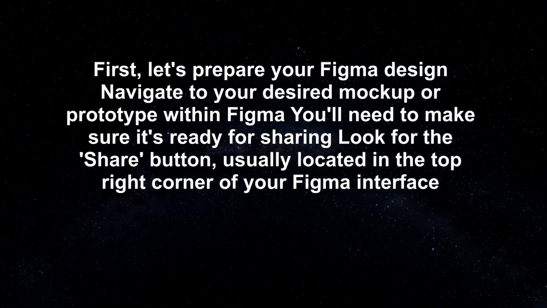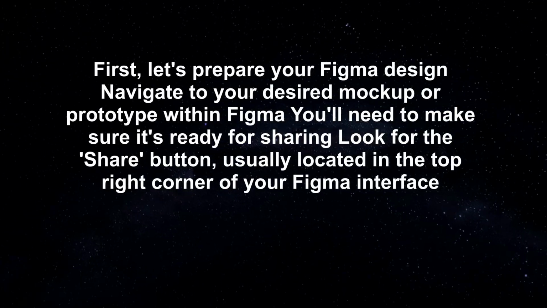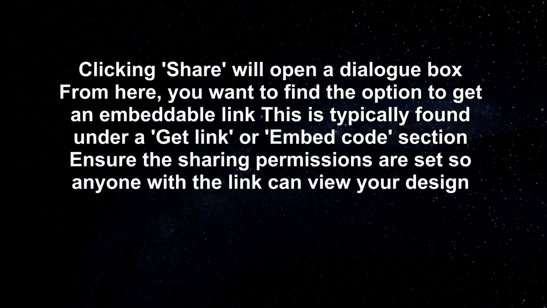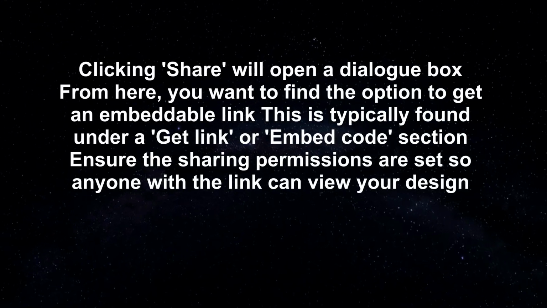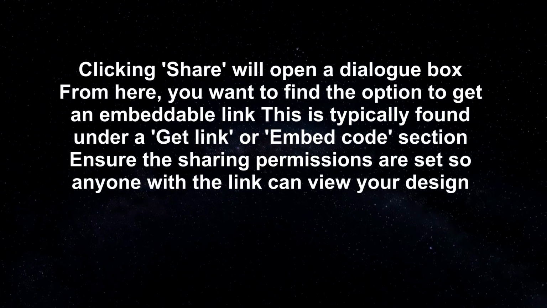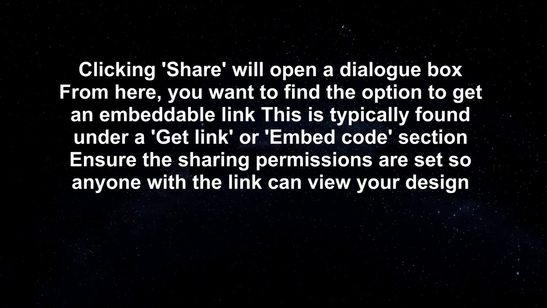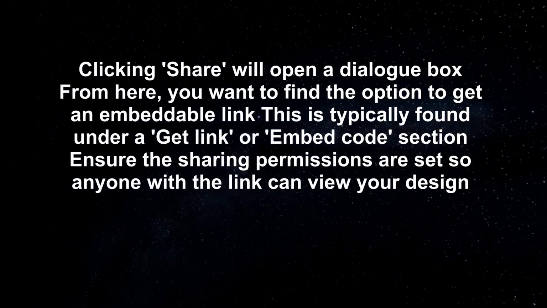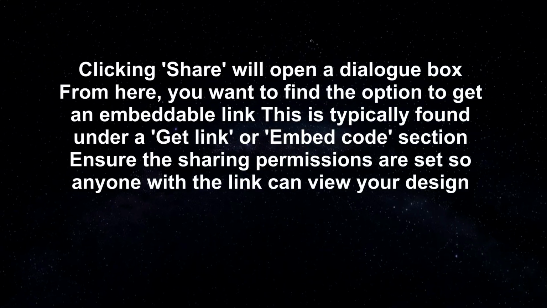Look for the Share button, usually located in the top right corner of your Figma interface. Clicking Share will open a dialog box. From here, you want to find the option to get an embeddable link. This is typically found under a Get Link or Embed Code section. Ensure the sharing permissions are set so anyone with the link can view your design.